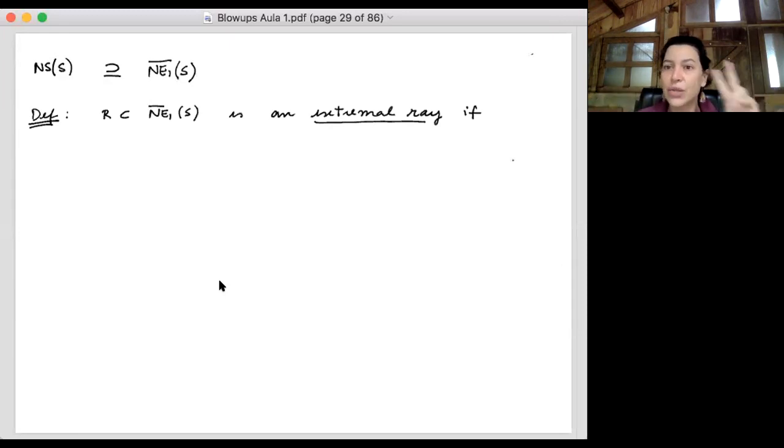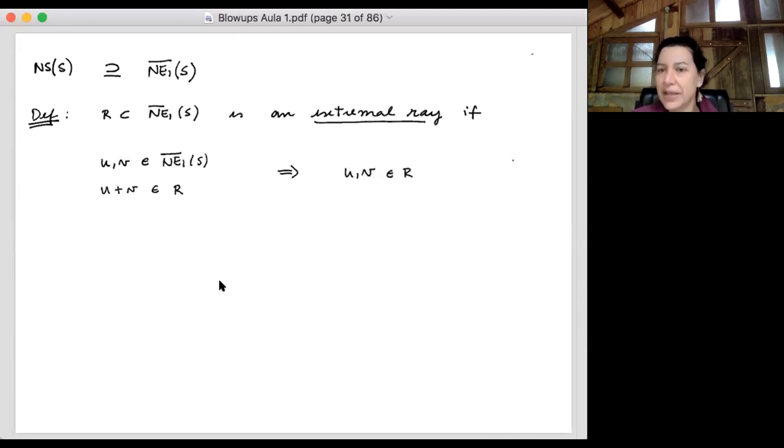In the 2-dimensional case, you only had 2 rays, and so there are only 2 possible extremal rays. In general, there are many more possibilities. So first of all, a ray in our cone is an extremal ray, and this is what we can intuitively think of. We can define it in this way. An extremal ray is a subcone of my cone with the property that if I have 2 elements U and V in the cone that add up to an element in the ray, then U and V are already in the ray.